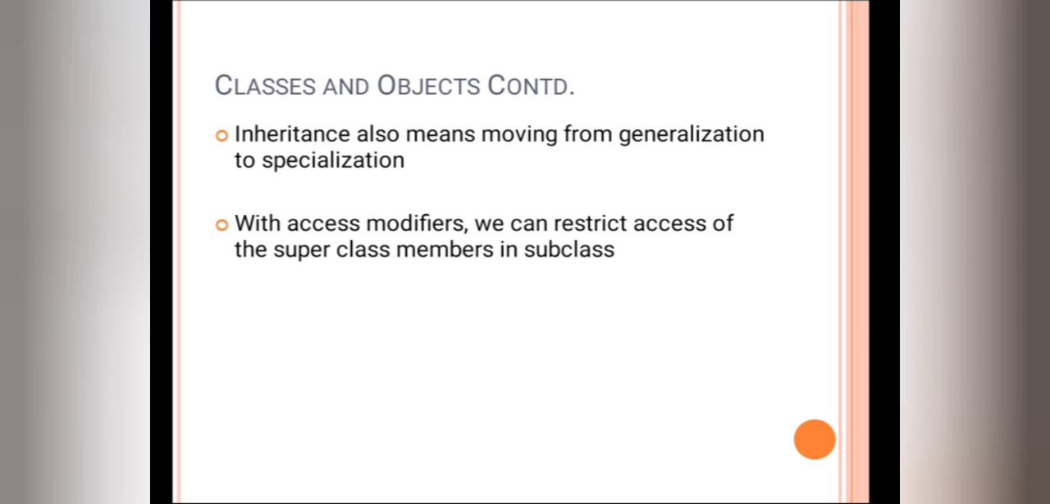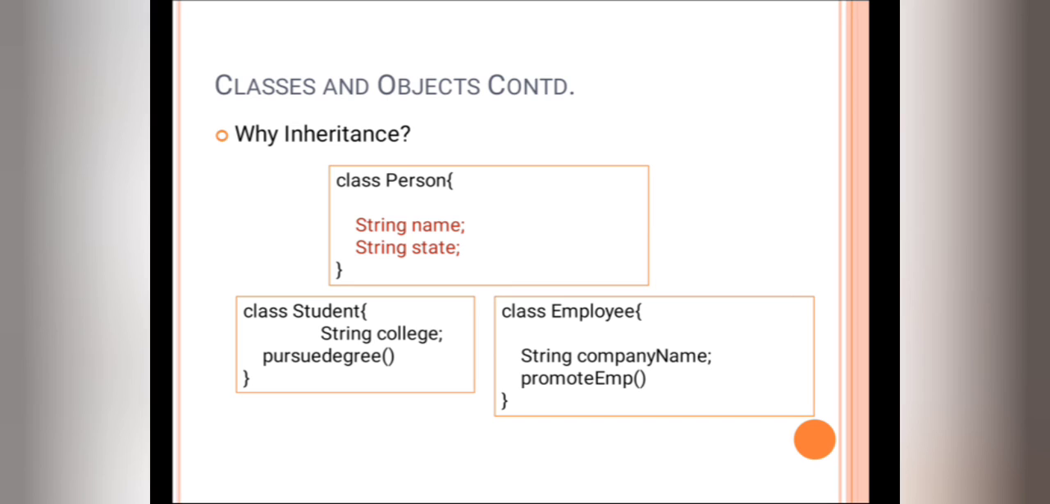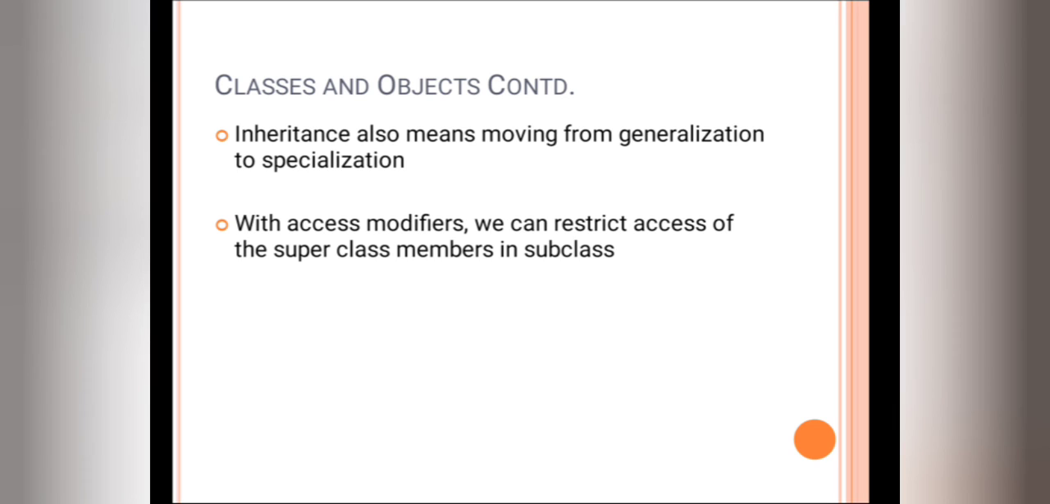With access modifiers we can restrict access to superclass members in the subclass. Whatever access modifier we use, public, private, or protected, prevents direct use of these attributes and methods in the subclasses. You can use public attributes or functions, private attributes or functions, or protected attributes or functions. Whenever you want to apply security, you can use an access modifier to restrict the access of superclass members in the subclass. That's why we have discussed public, private, and protected members.